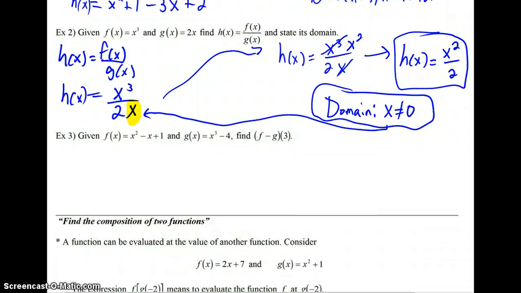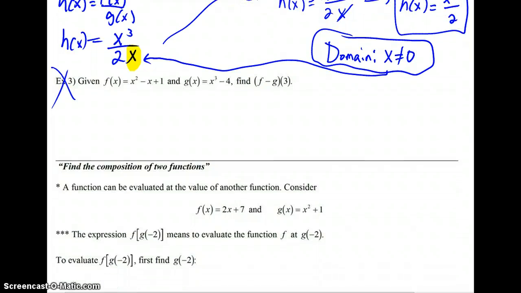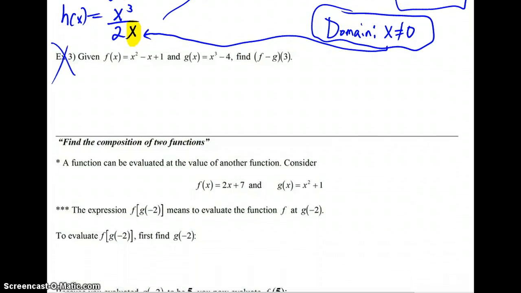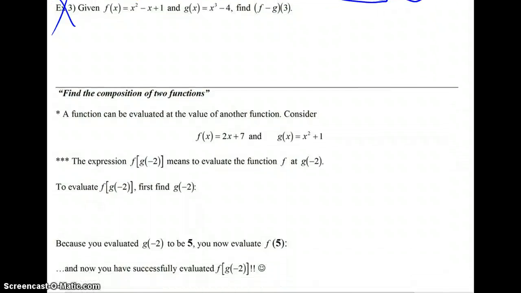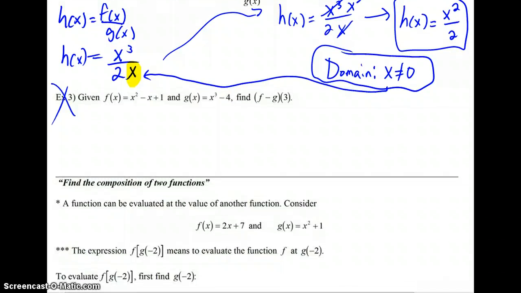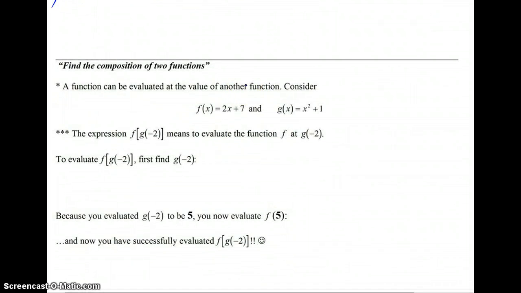Number 3, we're actually not going to have problems like this. We're going to skip that for the moment. But let's talk instead about compositions of functions. Compositions of functions are going to look quite a bit different. What I want you to see is we are, just like before, given two functions f and g. F of x is 2x plus 7. G of x is x squared plus 1. But now we are going to be given something very, very different.